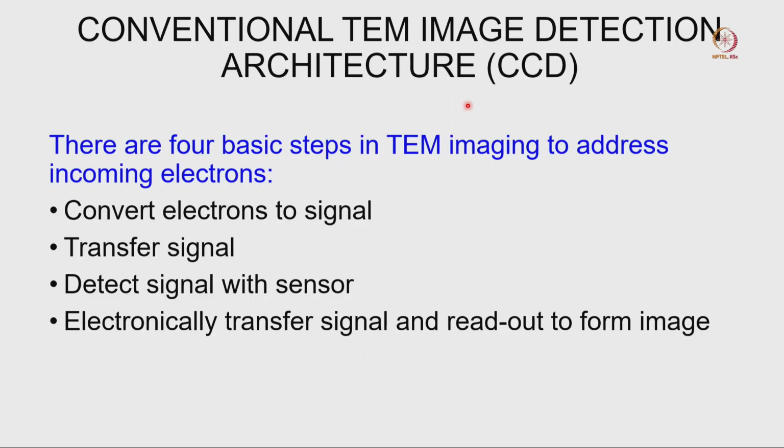The charge coupled device, the major difference is this, that it converts electron to a signal first. So, electron will be converted to the photon. Okay. Then it will start transferring that signal. So, it cannot directly transfer the electron. Then it will detect the signal with the sensor, and then electronically transfer this signal and read out to form image. So, there are 4 different steps, and a couple of steps can create noise or other problems.